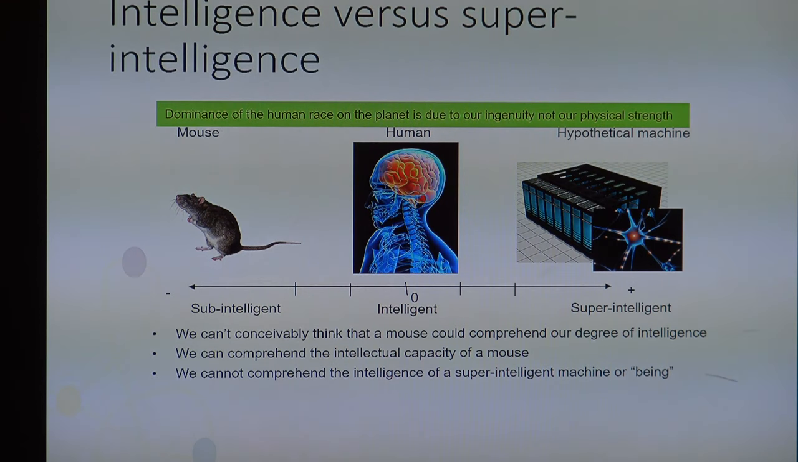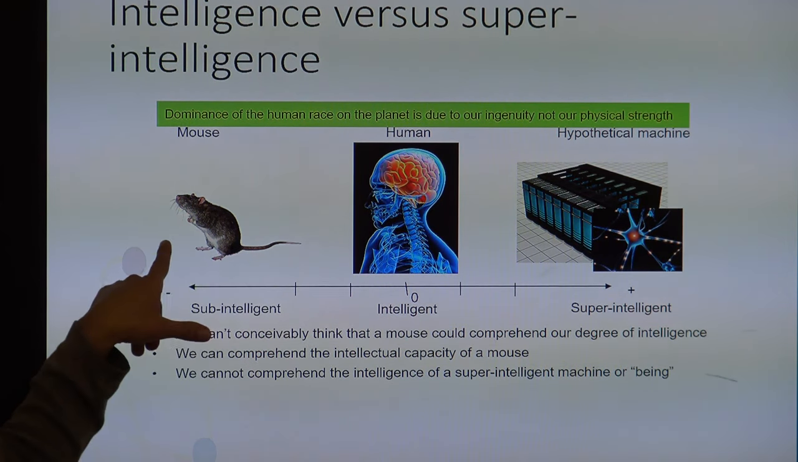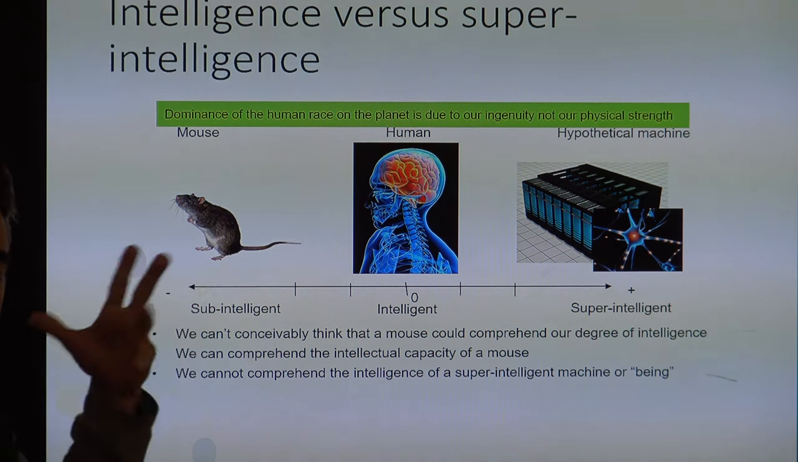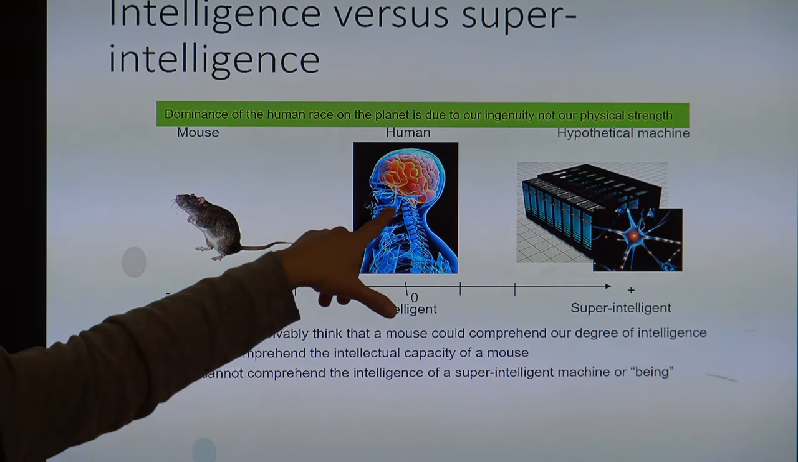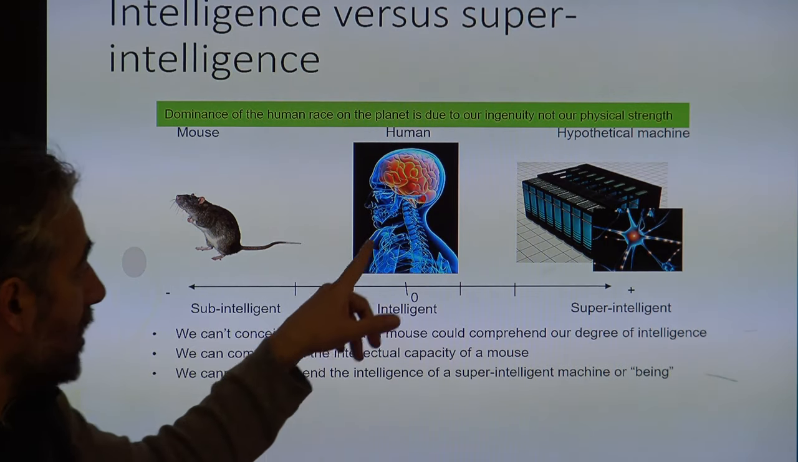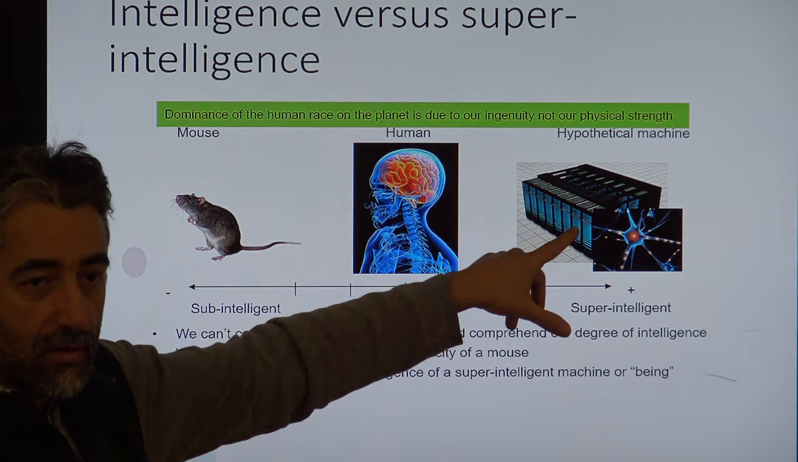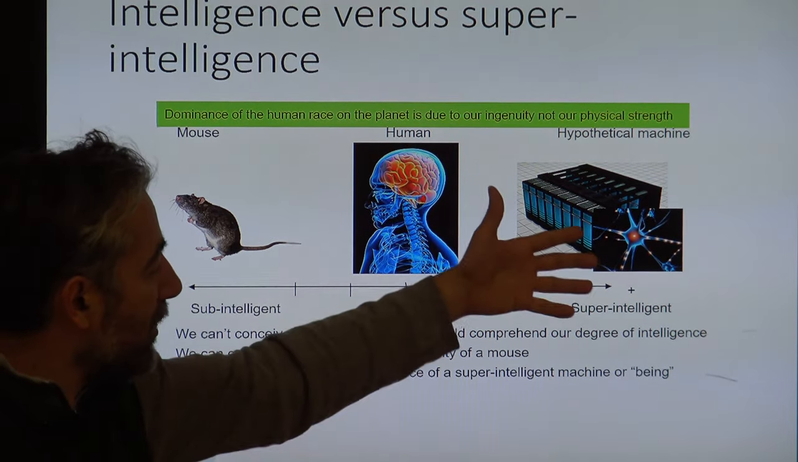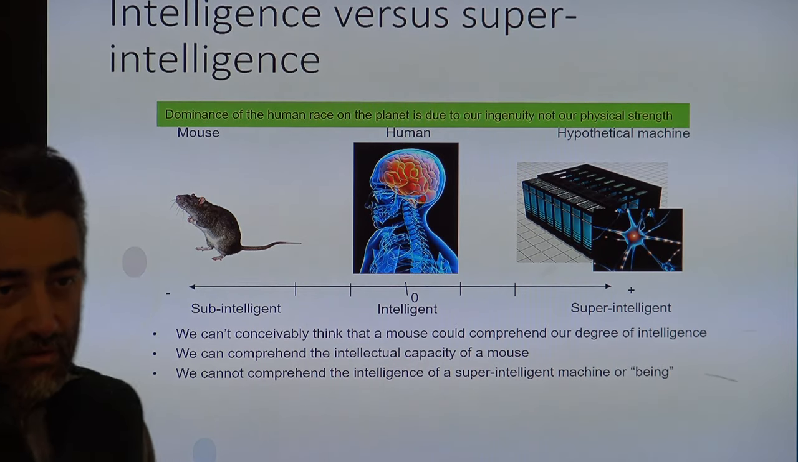Okay. So we can conceivably think that a mouse could comprehend our degree of intelligence. The mouse doesn't know that we are more intelligent, it only knows that we are threatening, we can kill it. Okay? The mouse doesn't know what we know. In the same way, we may imagine something more intelligent than us, but we cannot comprehend the intelligence of that super intelligence.